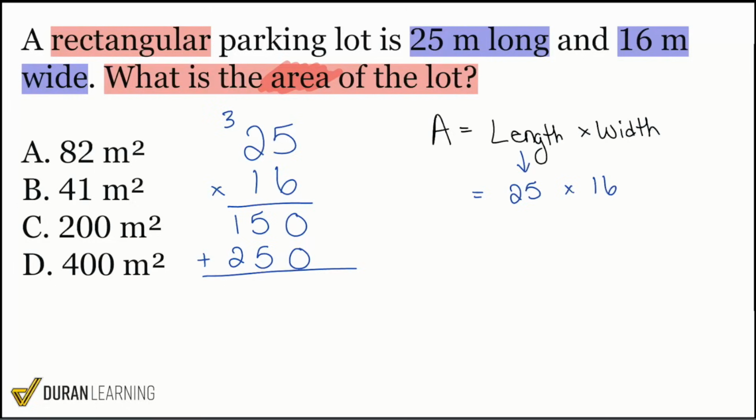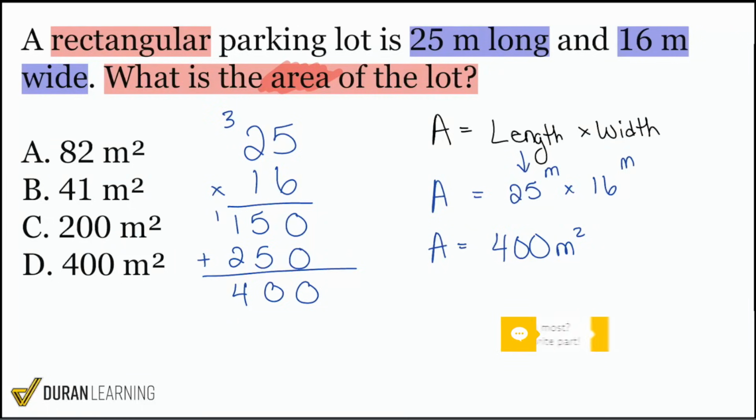Add this all together, and we have ourselves 0. 5 plus 5 is 10, carry the 1. 1 plus 1 plus 2, that's 4. And there we go. We see that our area that we have been looking for this entire time is 400 square meters. And again, it is square meters because we are multiplying meters by meters, and that's where square meters comes from. Nonetheless, everyone, the correct answer here is answer choice D, 400 square meters.